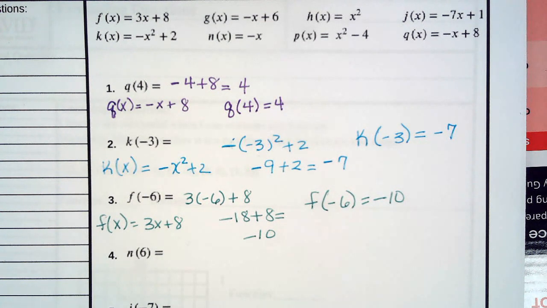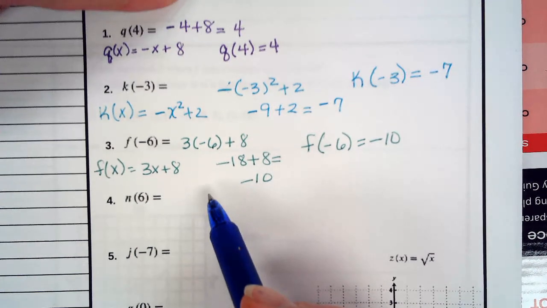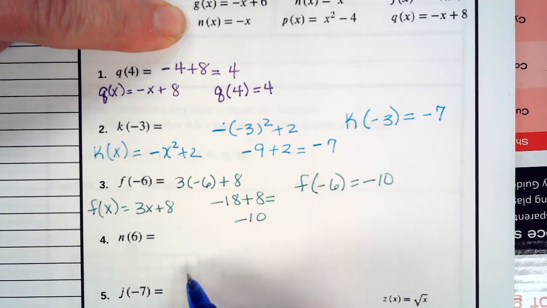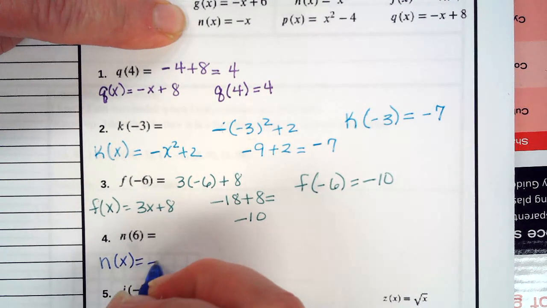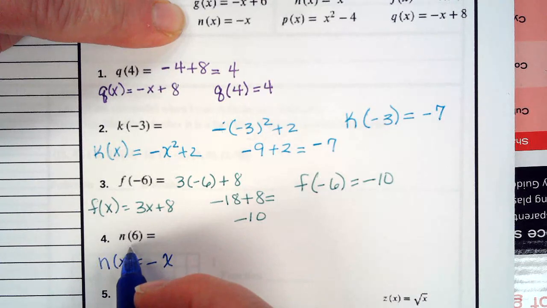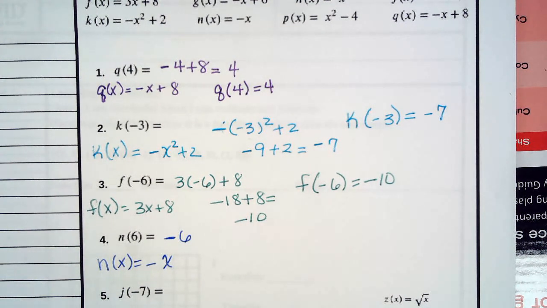Can you do the next one on your own, or are you still struggling with the idea? If you think you can, go ahead and pause the video and try the next one on your own. Well, if you didn't, that's fine too. We'll go through n. N evaluated at x is the opposite of x. What is the opposite of 6? Negative 6, and we're done.